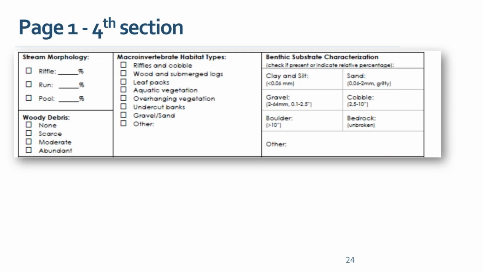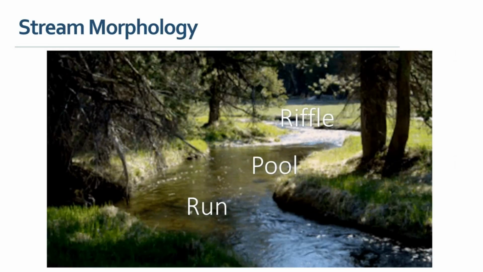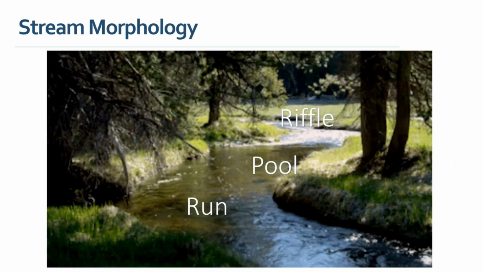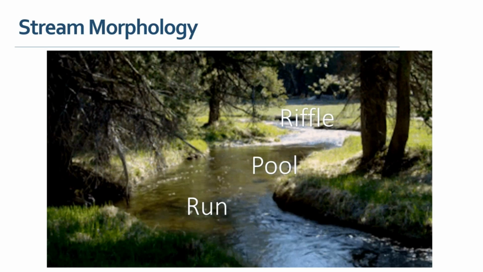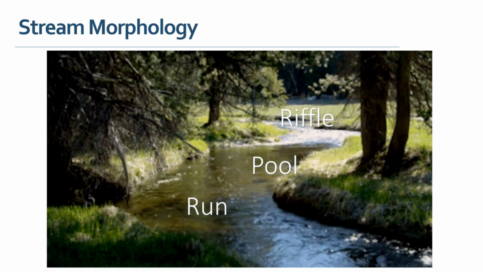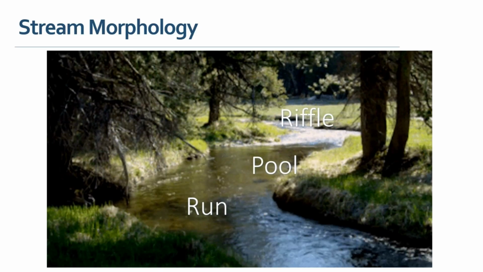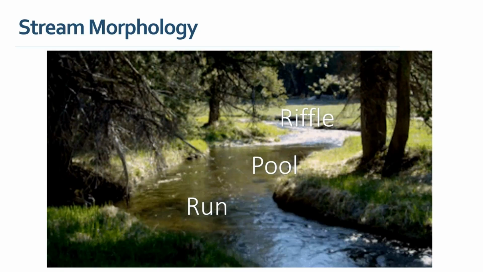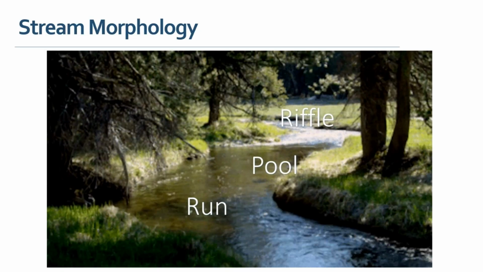In the next section, I'm going to talk about stream morphology, woody debris, macroinvertebrate habitat types, and the benthic substrate. We want to be looking at where the places are where the macroinvertebrates are going to be living in this stream. This is the same little video that Erin showed yesterday, illustrating stream morphology, showing how there's a run and a pool and a riffle in this photo.